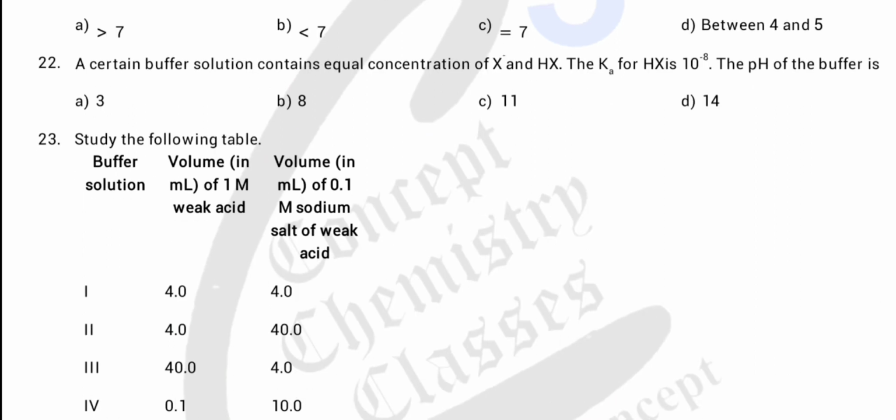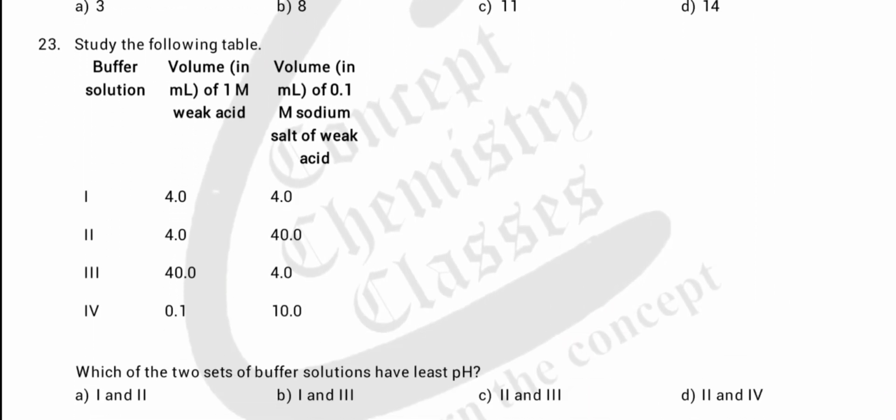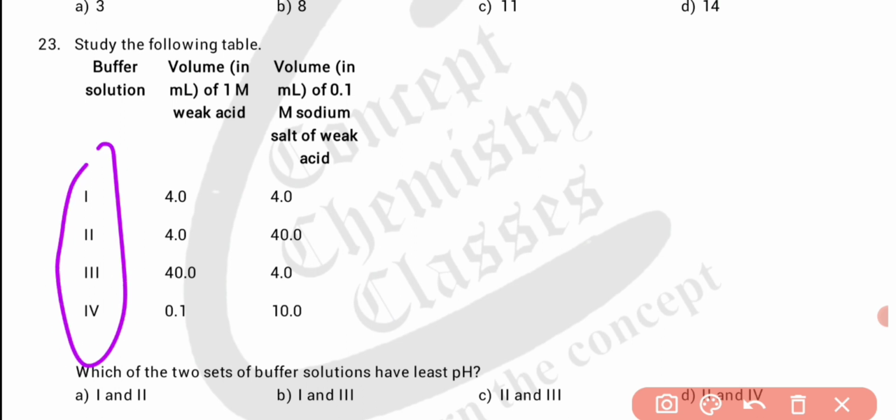Okay, next question is: study the following table. Buffer solution. These are the buffer solutions obtained by mixing a weak acid and its sodium salt. And these are the volume in mL, 4, and the molarity of the acid is 1. So we must take out millimole for this question. Okay, millimole is important here.